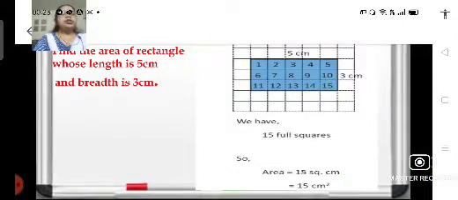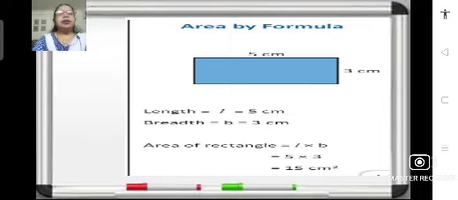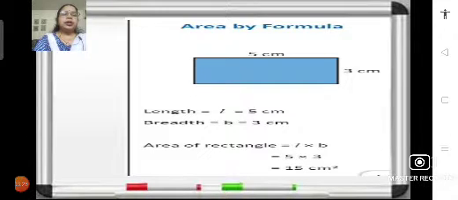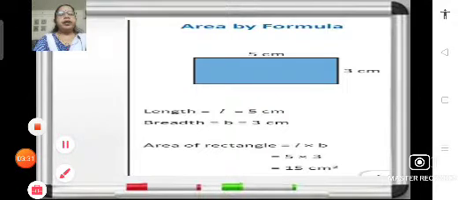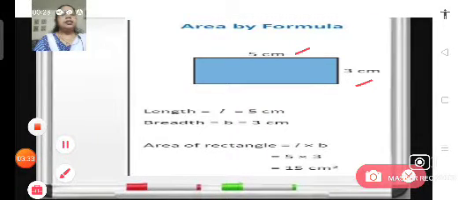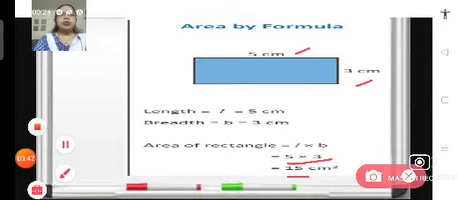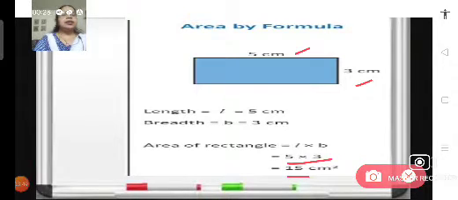Now let's use the formula. The formula is length into breadth. Area of rectangle is equal to length into breadth. Length is 5 centimeters and breadth is 3 centimeters. That means it becomes 5 multiplied by 3, it is 15 square centimeters, isn't it? Which is equal to the area found out by counting the number of squares.